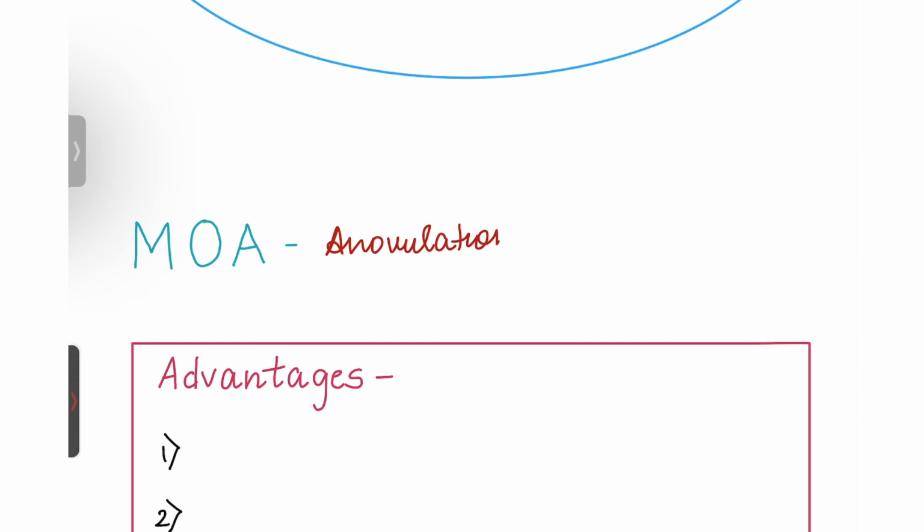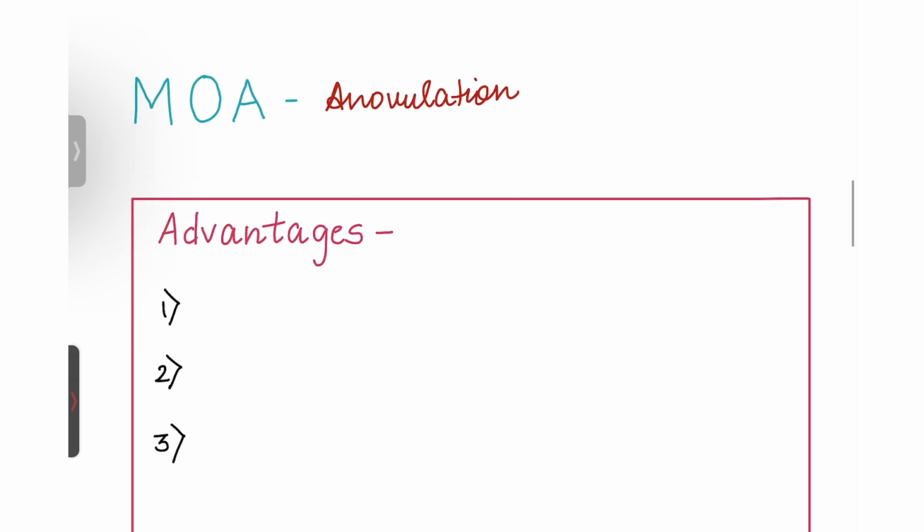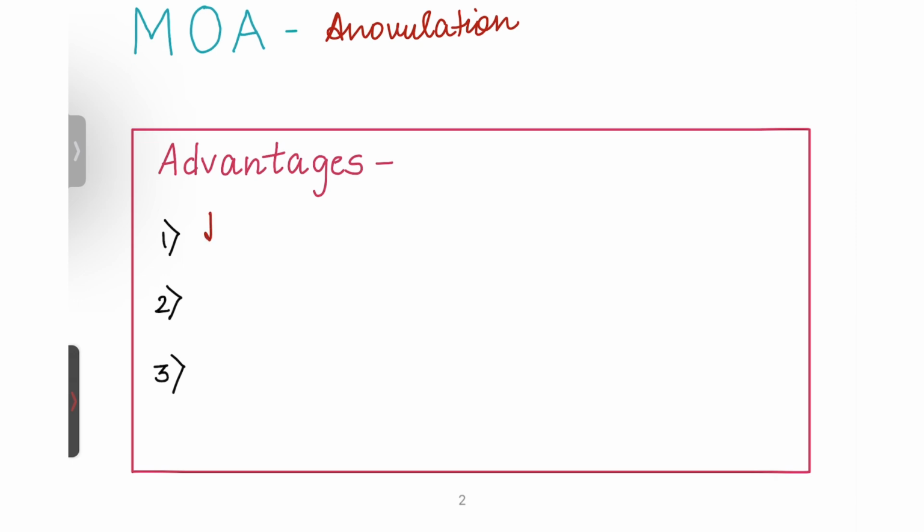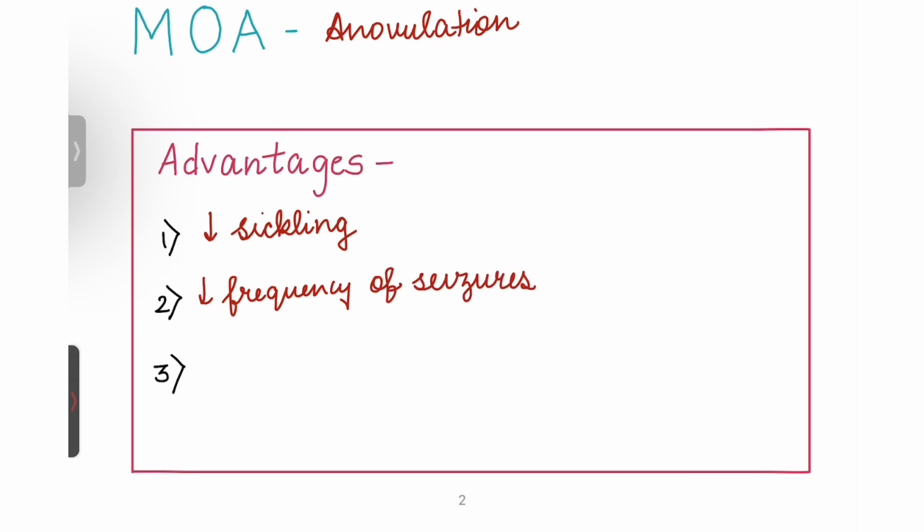Let's look at some advantages. Reduced sickling. Therefore, it is important in patients of sickle cell anemia. Reduced frequency of seizures. Therefore, it is important in epileptic patients. And since this does not have estrogen as its component, there will be no side effects of estrogen.